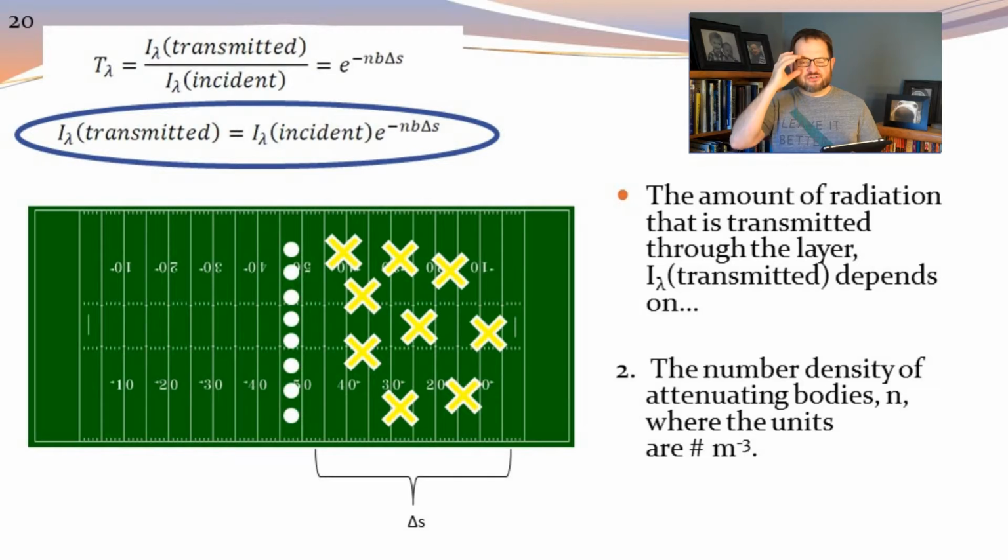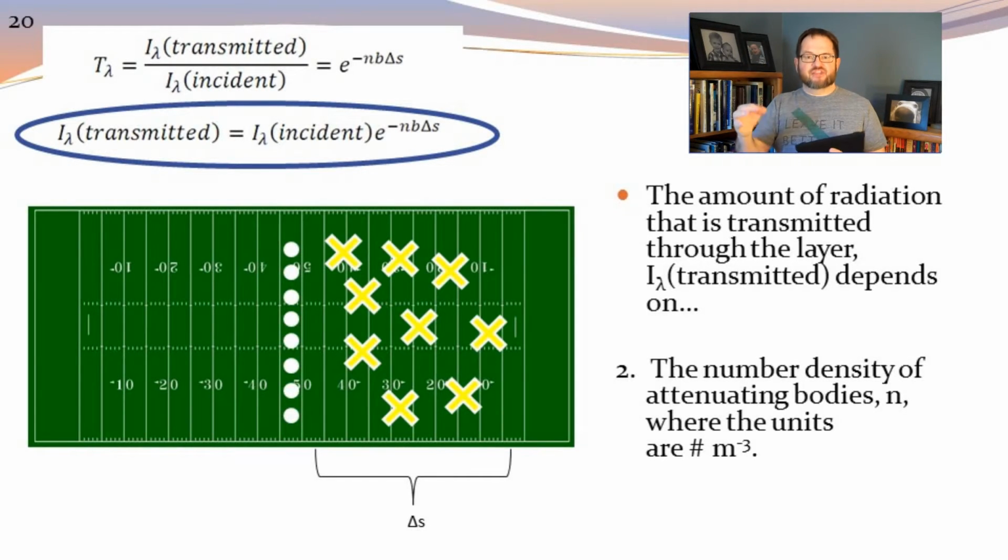Another factor that determines how much radiation will make it through our layer has to do with the number of blockers. In this case, the blockers are absorbing bodies, to use the terminology that comes to us from physics. Those, in our case, are probably greenhouse gas molecules: carbon dioxide, methane, nitrous oxide, strangely ozone. Ozone is a greenhouse gas. Water vapor molecules, also liquid water drops in clouds.